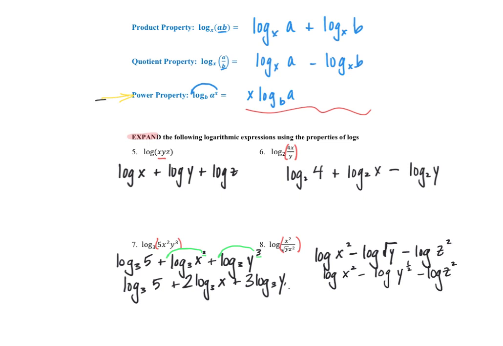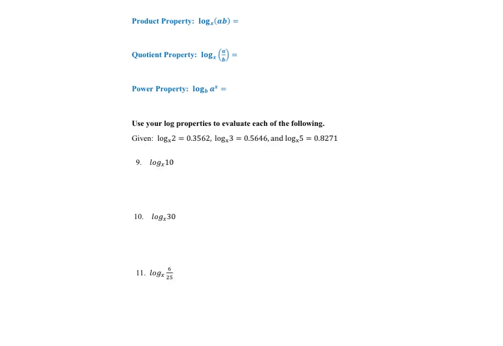So one more thing, using that power property, each one of these exponents needs to go in front as a coefficient. So I'm going to move the 2, the 1/2, and the z. So let's finish this off. 2 log base 10 of x minus 1/2 log base 10 of y minus 2 log base 10 of z. And I'm done. Okay, we're going to look at one more example.